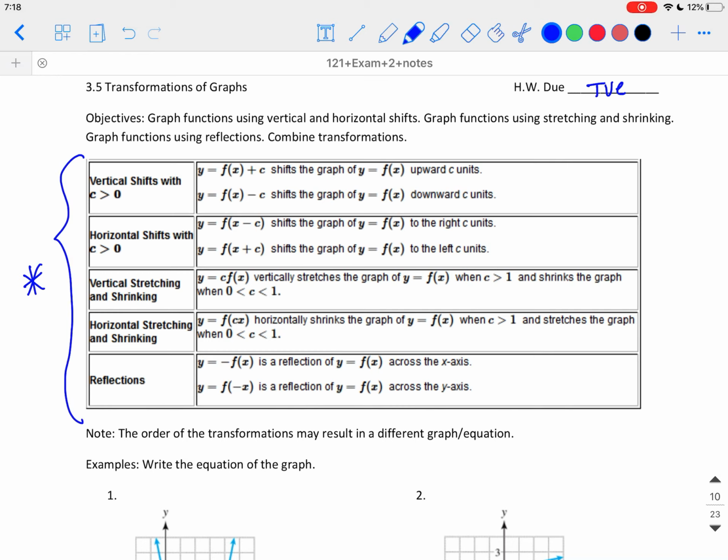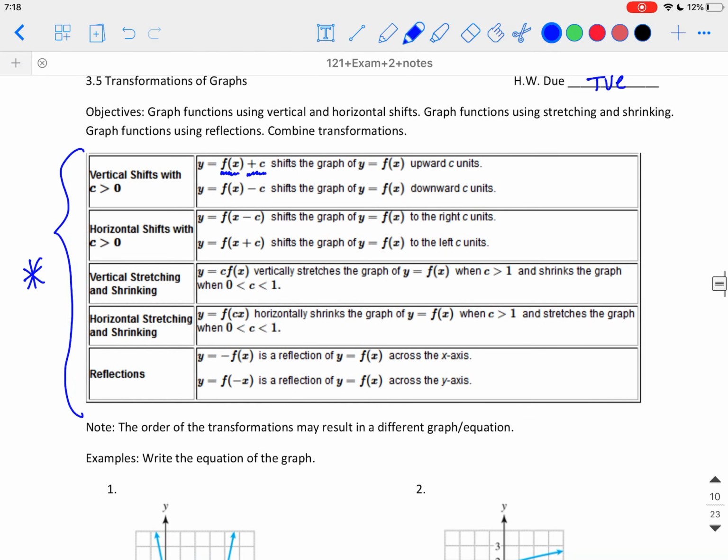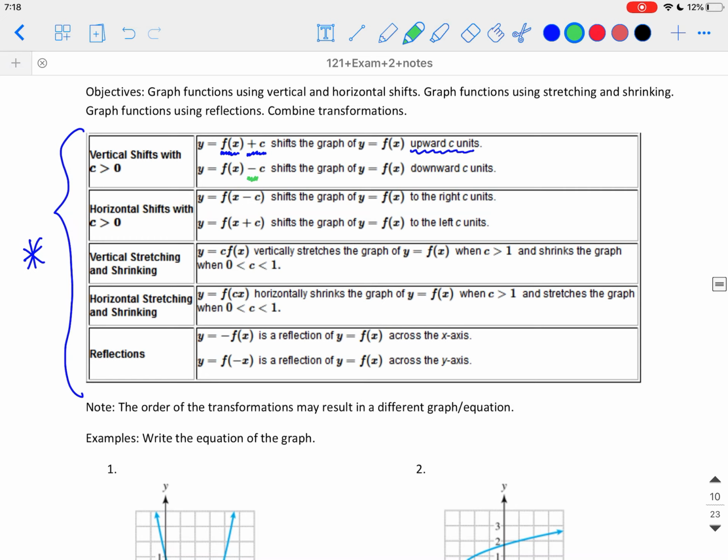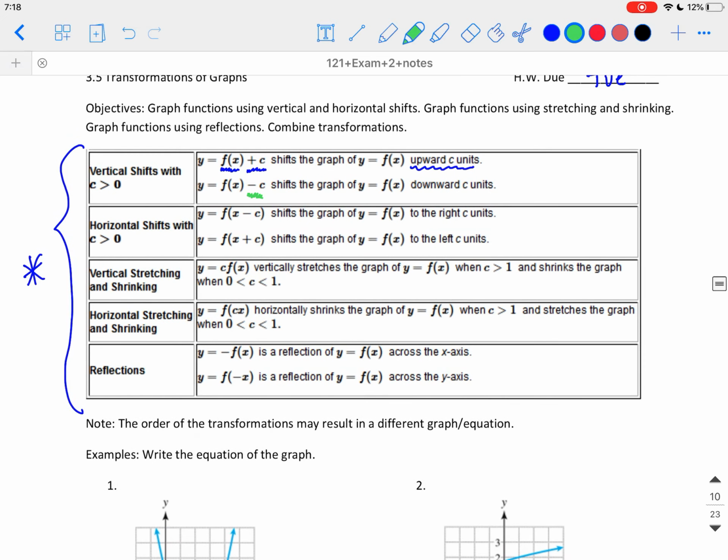So let's see. If we have a function and on the outside we add c to it, then that's going to shift the graph upward c units. If we have a c and we're subtracting it on the outside of the function, the function is going to go down c units.